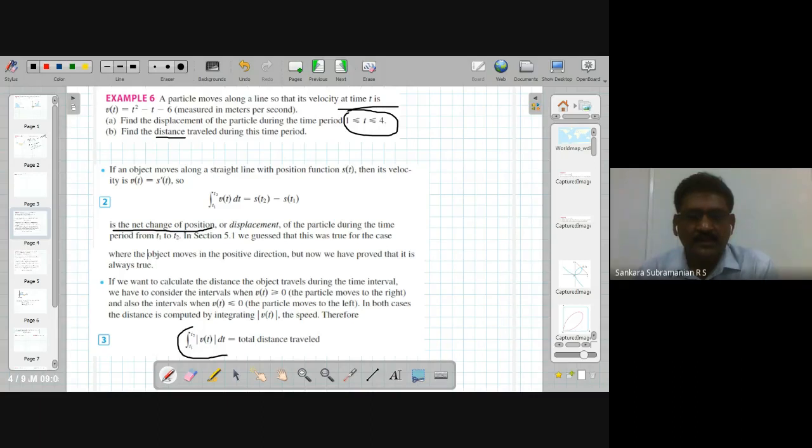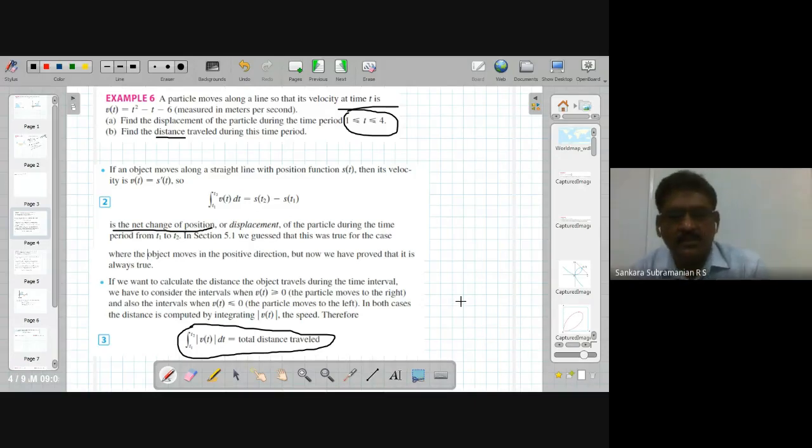We call it the modulus, the absolute value of the velocity. So there is quite a difference between the integral from t1 to t2 of v of t dt and the integral from t1 to t2 of the absolute value of v of t dt. There is a lot of difference between them.